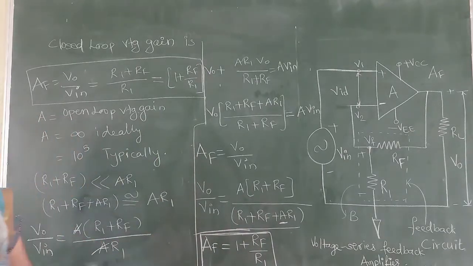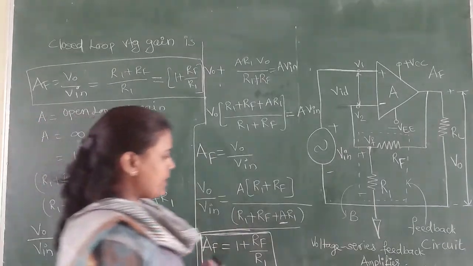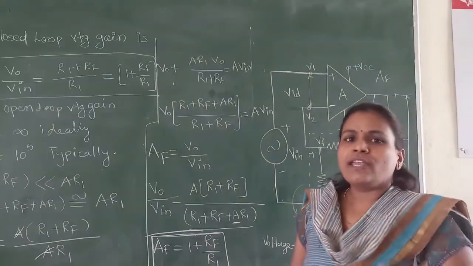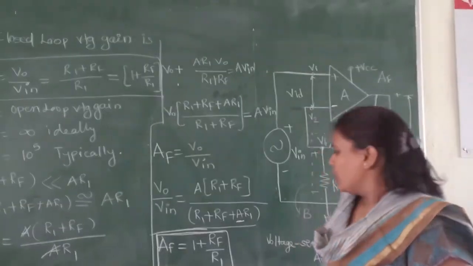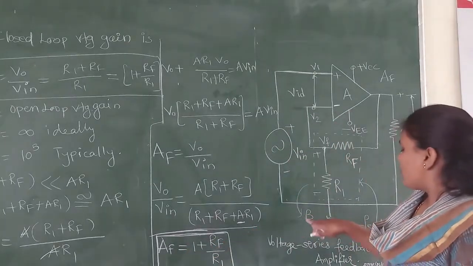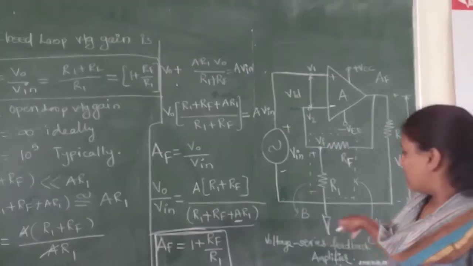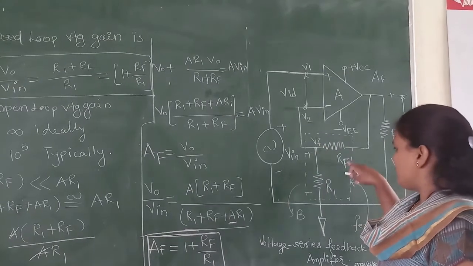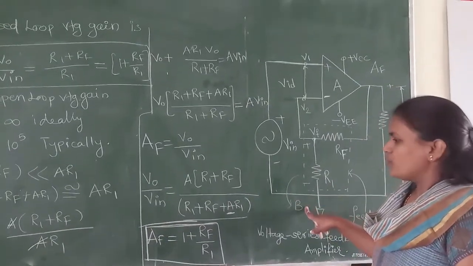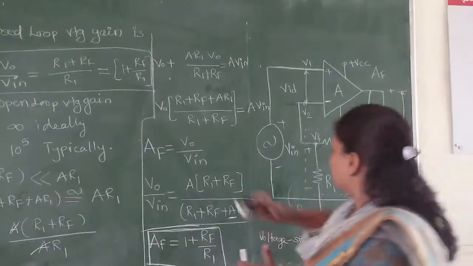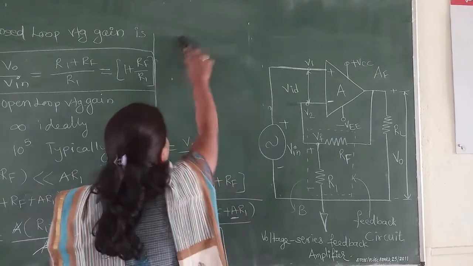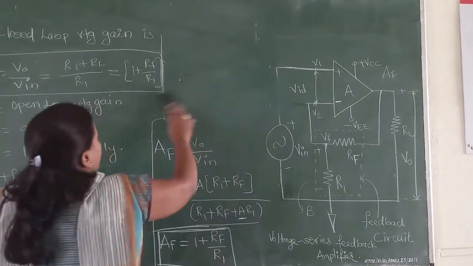This AF we can also express in terms of open loop voltage gain A and gain of the feedback circuit B. So now what we got here is AF. We have to derive what my B should be, that is the gain of the feedback network. R1 plus Rf will constitute the feedback network, and that we are going to denote with B. So first of all we have to find out the gain of the feedback network.